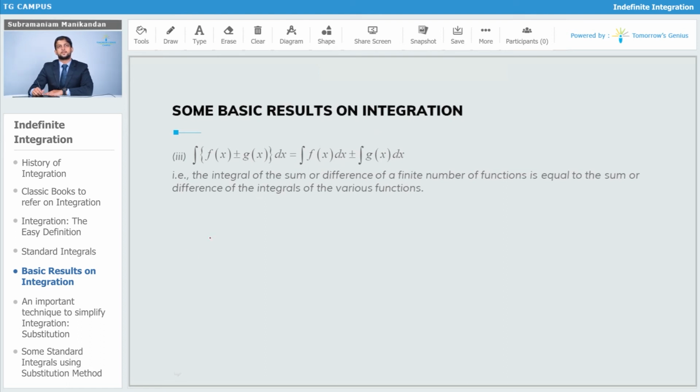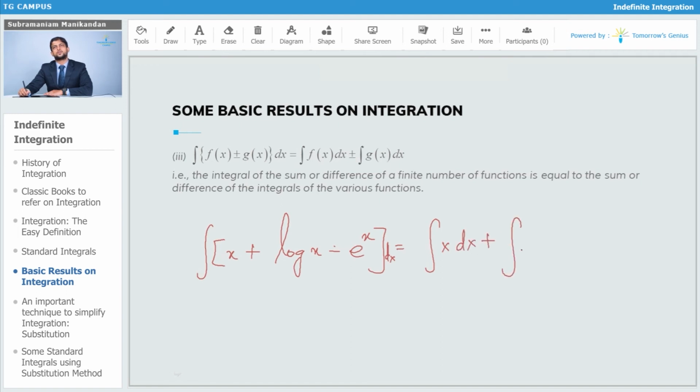So for example, if we have to integrate x plus log x minus e to the power of x, this becomes the integration of x with respect to x plus the integration of log x with respect to x minus the integration of e to the power of x with respect to x, plus the constant of integration. Okay, next.